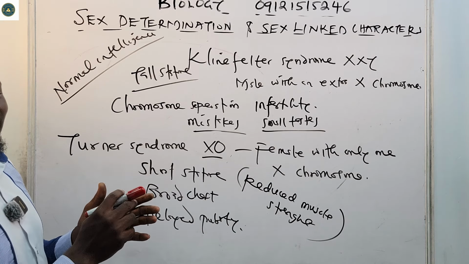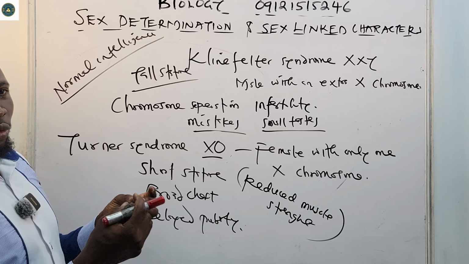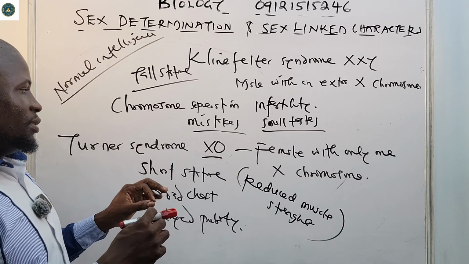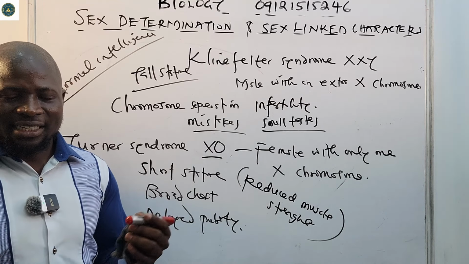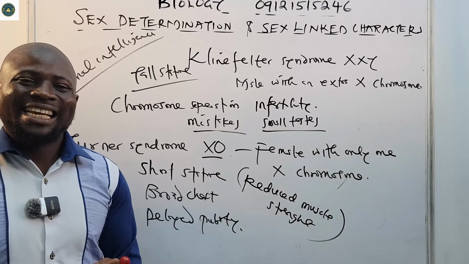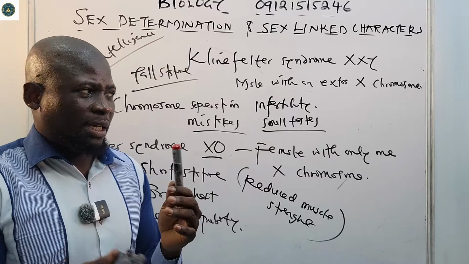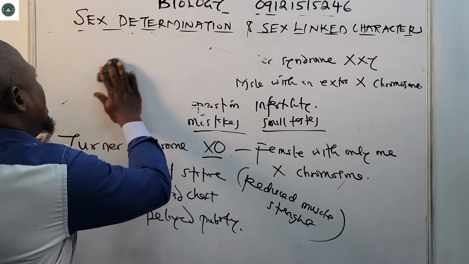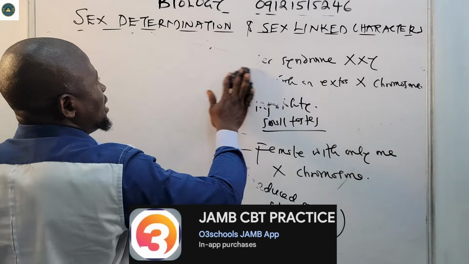These are disorders that occur when the chromosomes do not separate properly, such as Turner syndrome and Klinefelter syndrome. So sex determination helps us in understanding inheritance and also reproduction. It gives us a better idea on understanding reproduction and inheritance. Now let us go to sex-linked characters.